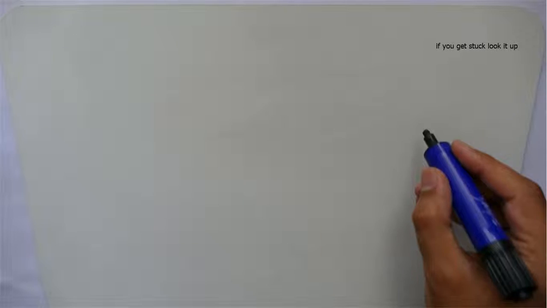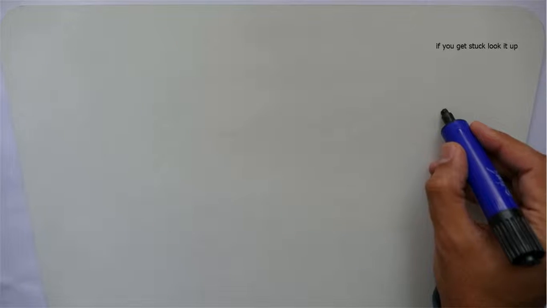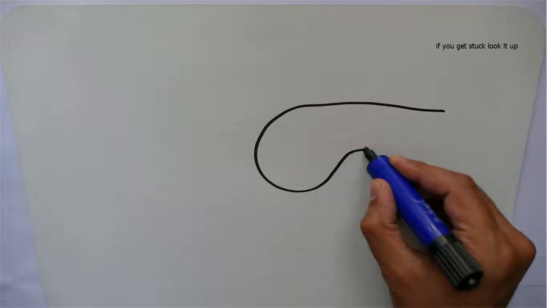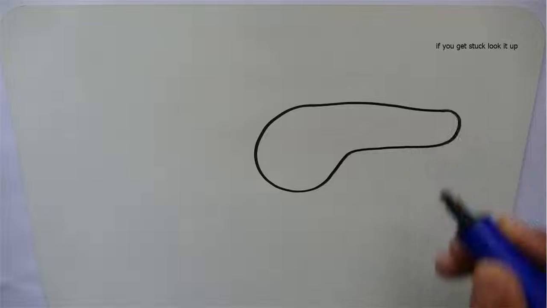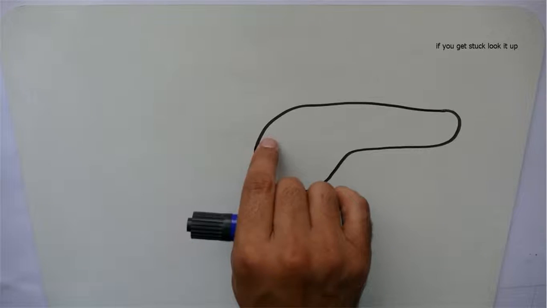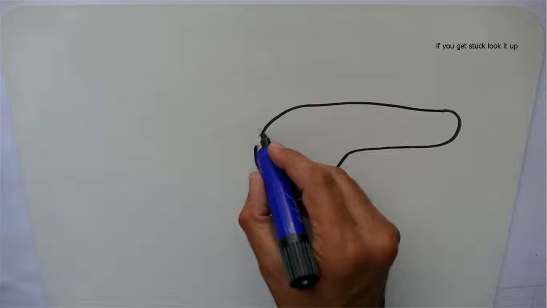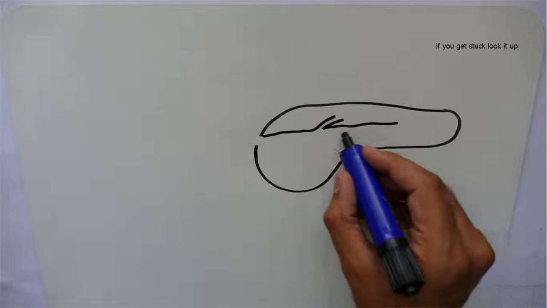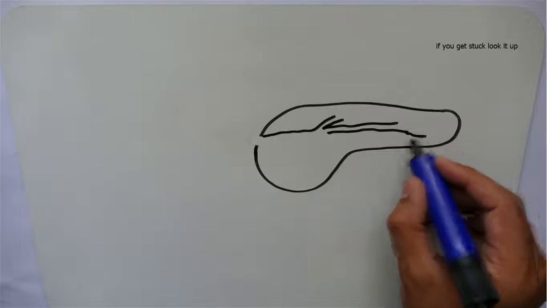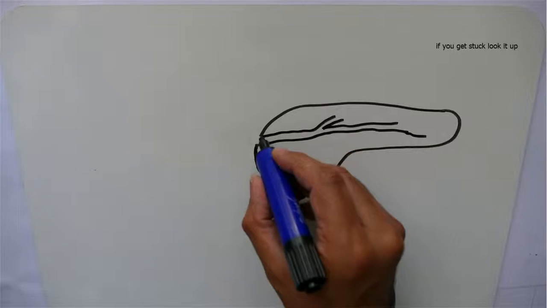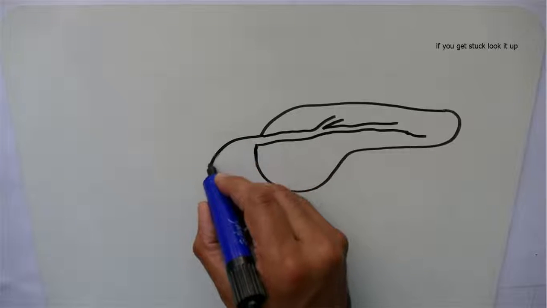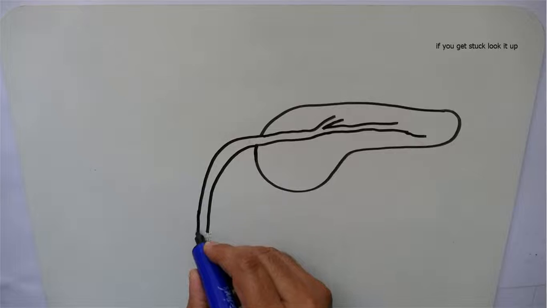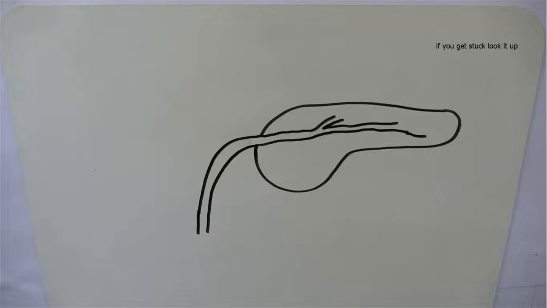Here we're looking at something called the pancreas, and that's involved in the digestion process as well. So it's got a weird shape like this. The pancreas has a duct. It runs through a little tube and it goes down into the intestine.